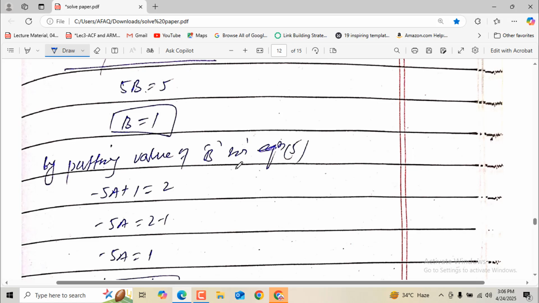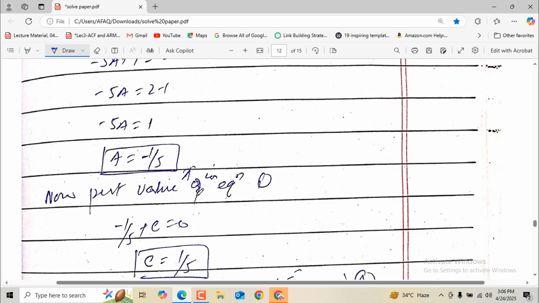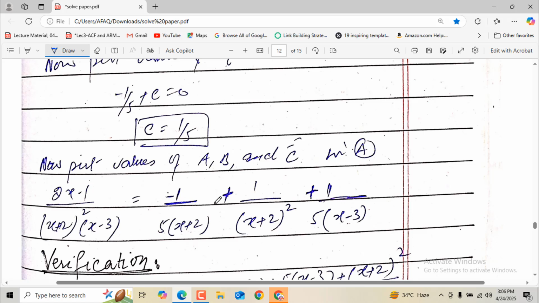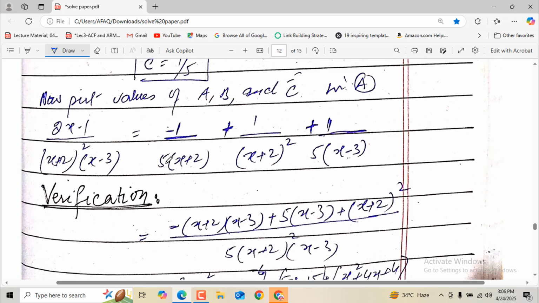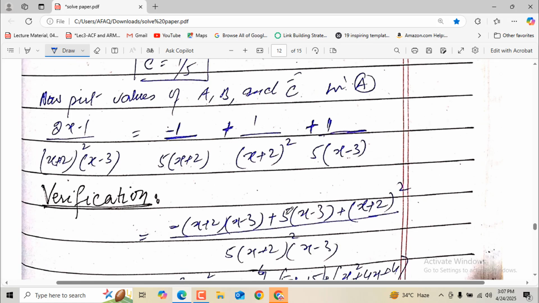By putting the value of B in equation 5: -5A + 1 = 2, -5A = 2 - 1, -5A = 1 and A = -1/5. Now put the value of A in equation 1: -1/5 + C = 0, C = 1/5. By putting the values of A, B and C in 1: -1/(5(x + 2)) + 1/(x + 2)^2 + 1/(5(x - 3)). Verification.